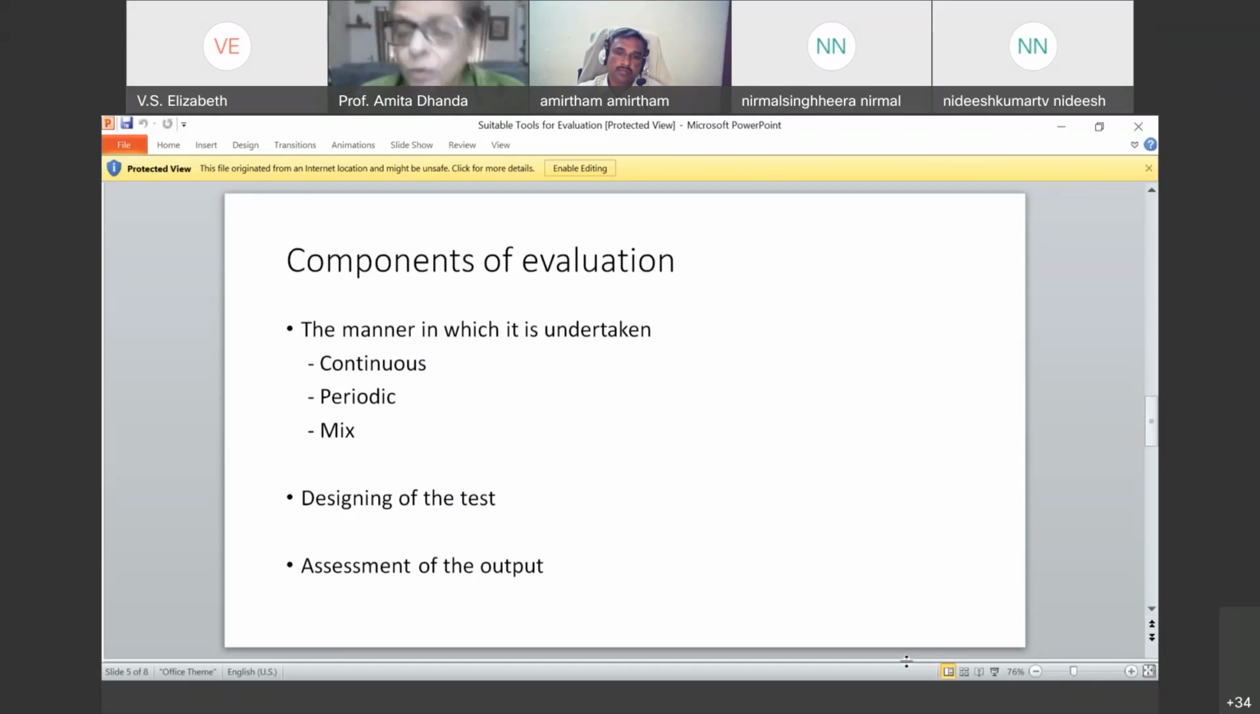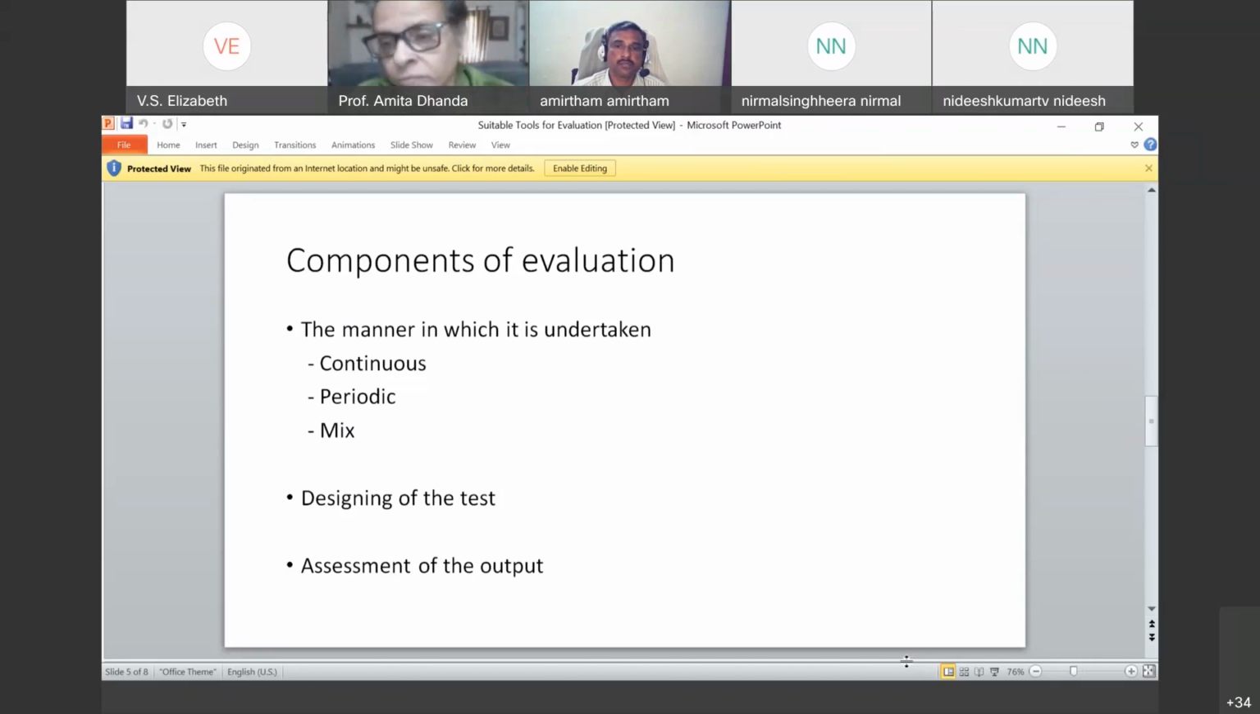The next is the whole business of assessment of the output. How do you evaluate? I'm going to look at that separately, but I just wanted to flag here that these, for me, are three components. What is the periodicity of the test that you're going to do? What is the length that you're going to give? What is the time duration that you're going to give them the test for?